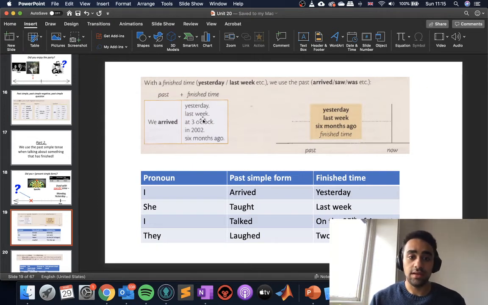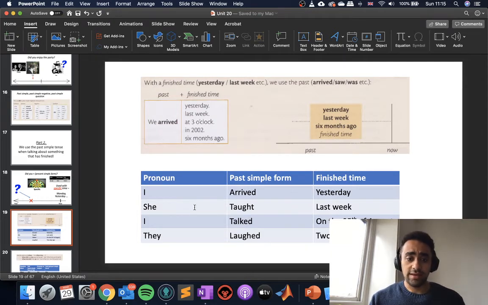So for example, here we arrived, and then we have the finish time. We have yesterday, last week, at 3 o'clock, mainly. Let's say it's later that day, so it's 4 o'clock, and if we say at 3 o'clock, that means it's earlier. In 2002, that's pretty much in the past. 6 months ago, so we can use a duration and then ago. 2 days ago, 3 months ago, 5 years ago. So something that's finished.